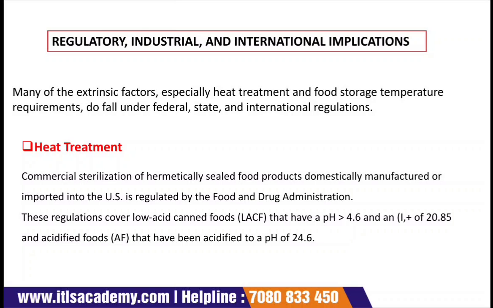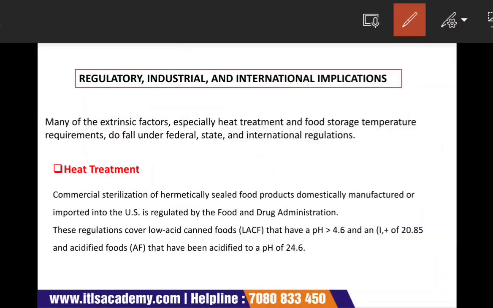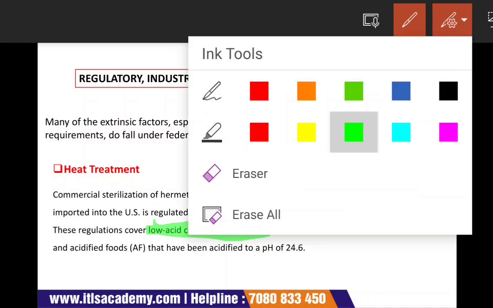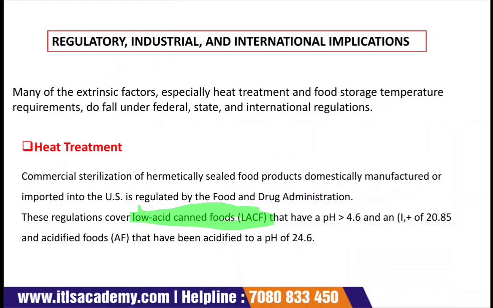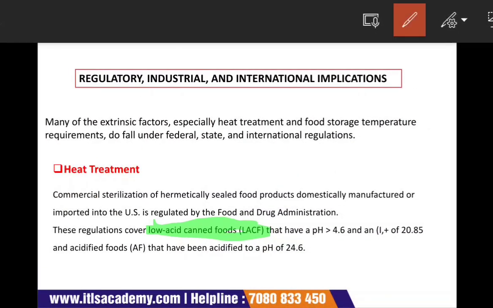thermally sealed food products, whether domestically manufactured or imported into the US, is regulated by the FDA, the Food and Drug Administration. These regulations cover very low acid canned food, known as LACF, and sometimes they can ask you to expand LACF. So what is LACF? I'm just marking it down for you. LACF is low acid canned food, and generally it has a pH range of 4.6 and above, and is considered distinct from acidified food.